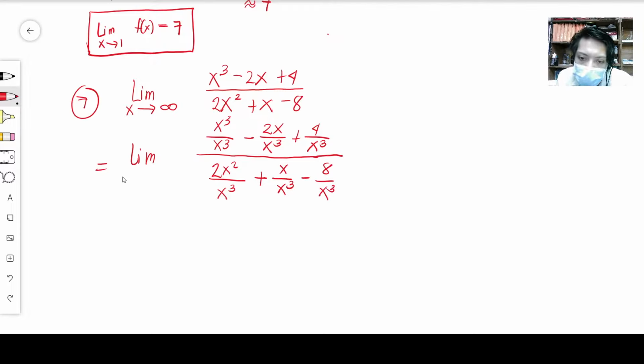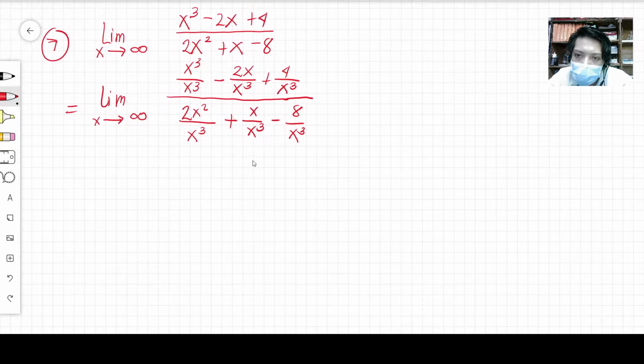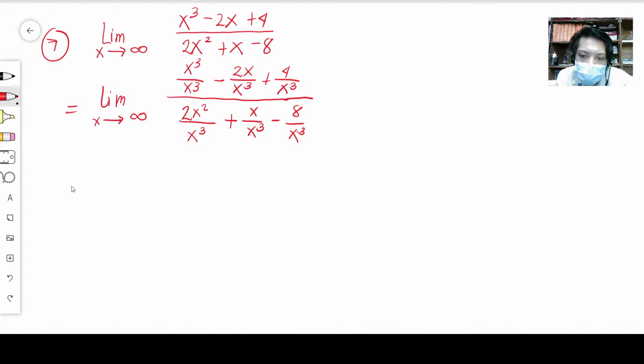Then as x approaches infinity. Now take note, we have not removed the word limit because we have not yet substituted. We only remove the word limit once we substitute. So this is equal to the limit. Okay, so x cube over x cube is 1 minus 2 over x squared plus 4 over x cube.